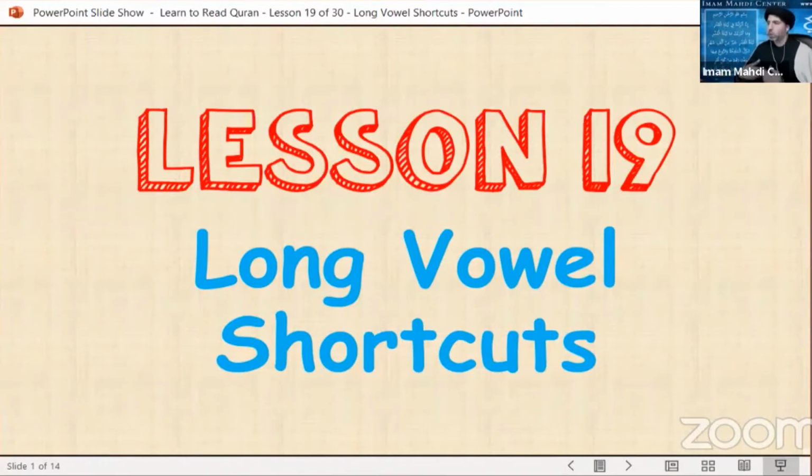However, when you start reading the Quran, you're going to notice some different kinds of markings or different combinations of markings. And what we call these are the shortcuts for the long vowels.